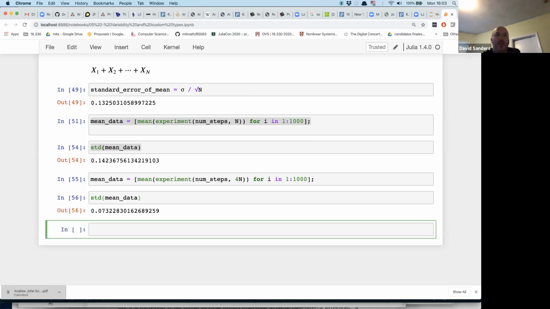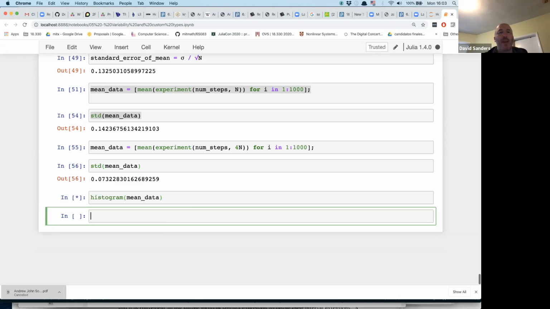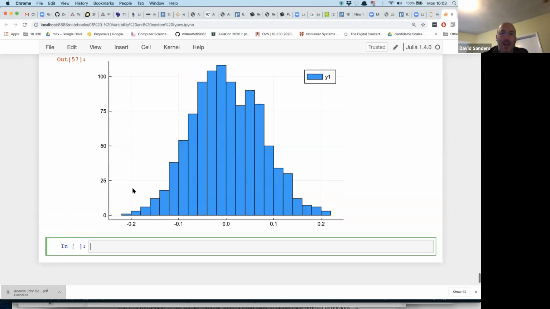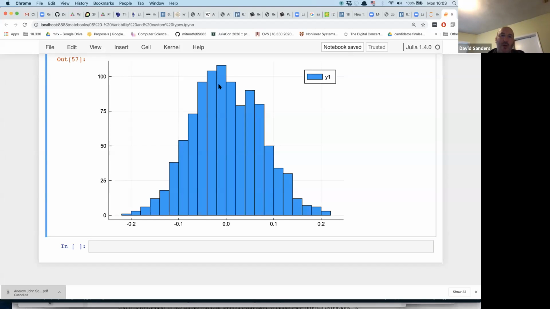Okay, so that gives me basically a distribution now, right? I can plot a histogram of the mean data. These are all the means that I get from running the experiment a lot of times. And I get a distribution that's very narrow now. It only goes from -0.2 to 0.2. And it has its own mean, which is of course near 0, but it also has its own width. So the standard error of the mean is just the standard deviation of this new distribution, which is the distribution of all the means when I run it a lot of times.